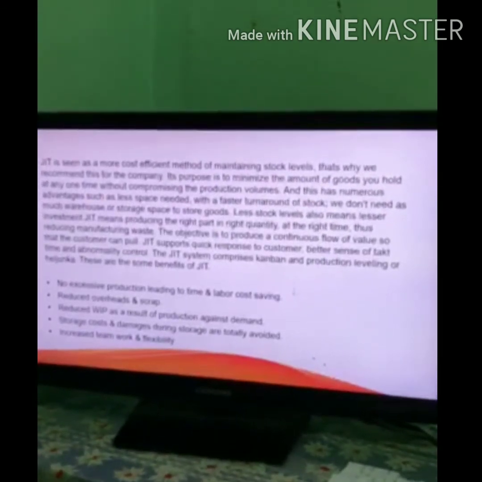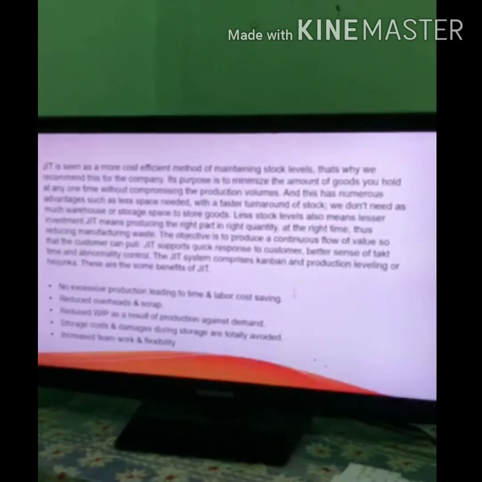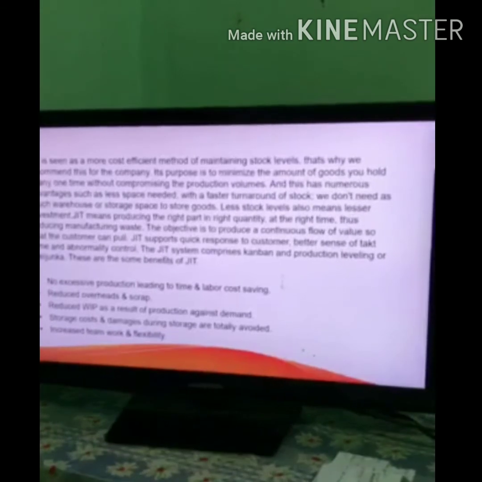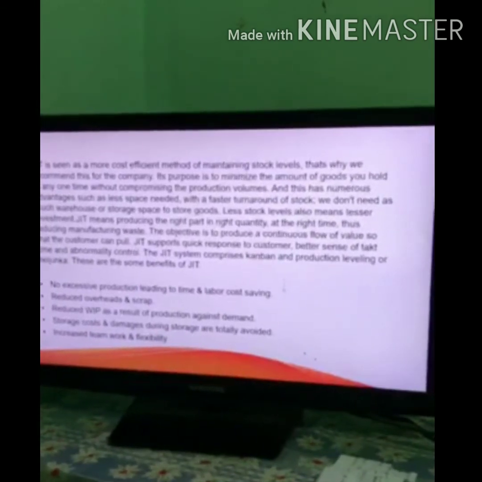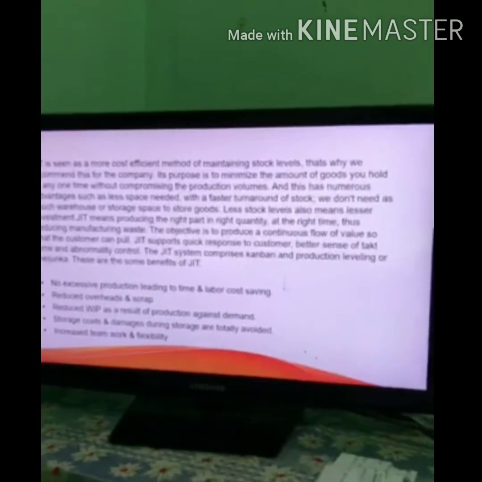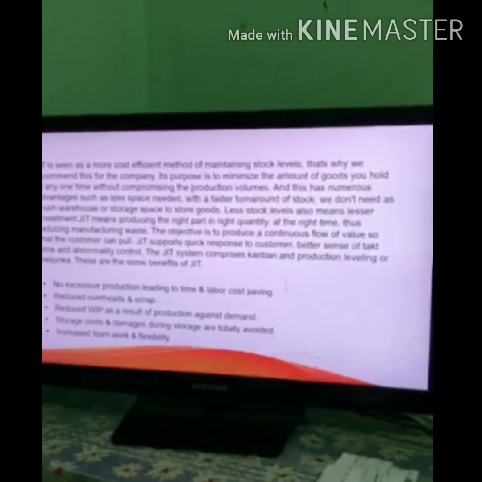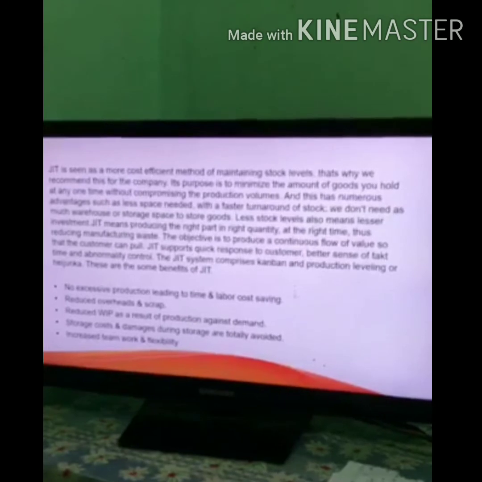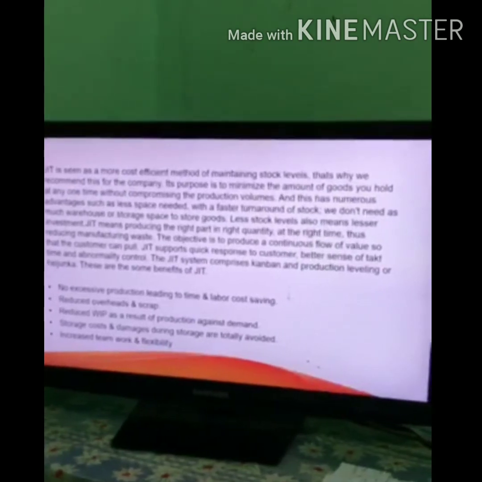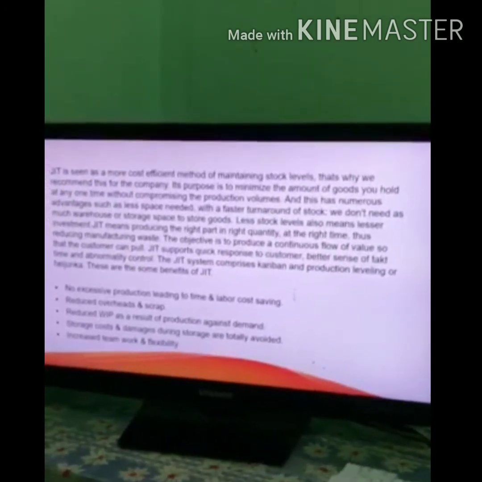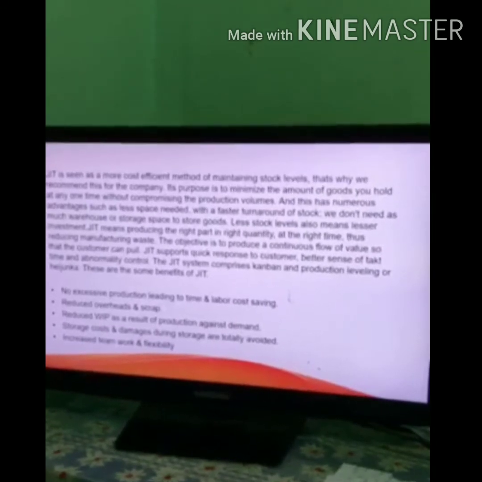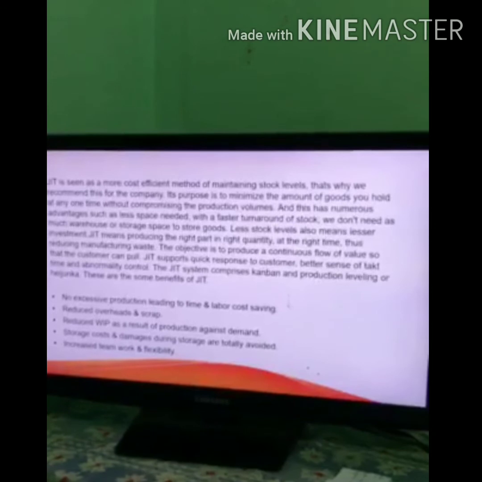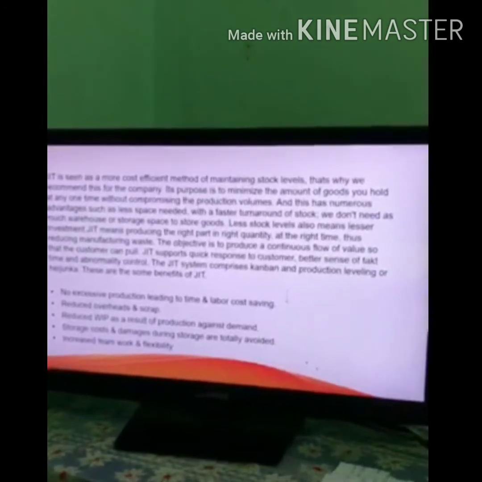Just in time means producing the right part in the right quantity at the right time, thus reducing manufacturing waste. The objective is to produce a continuous flow of value so the customer can pull. Just in time supports quick response to the customer, better sense of the takt time and abnormality control. The just-in-time system comprises Kanban and production leveling, or Heijunka. These are some benefits of the just-in-time or JIT.